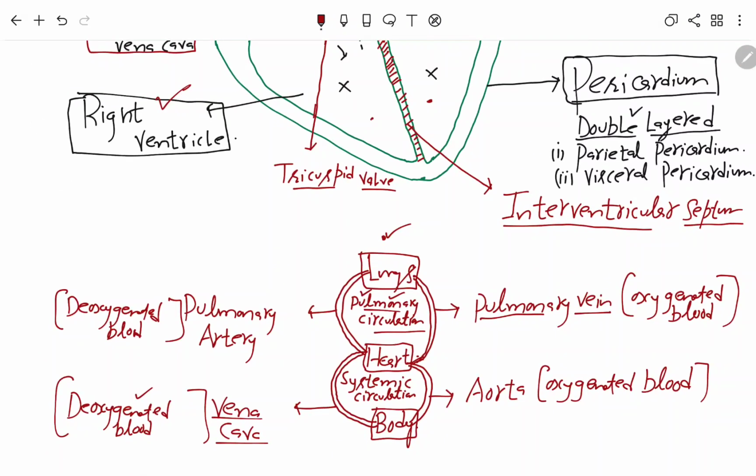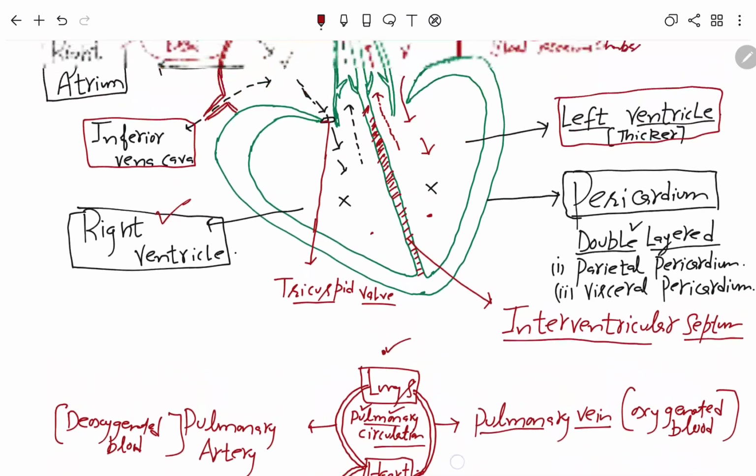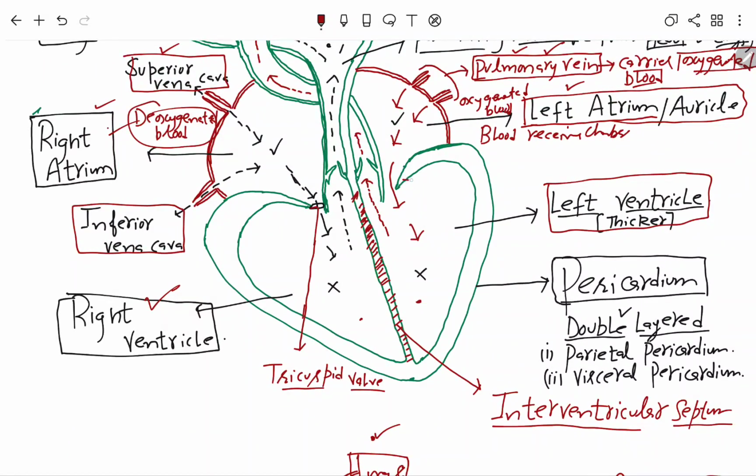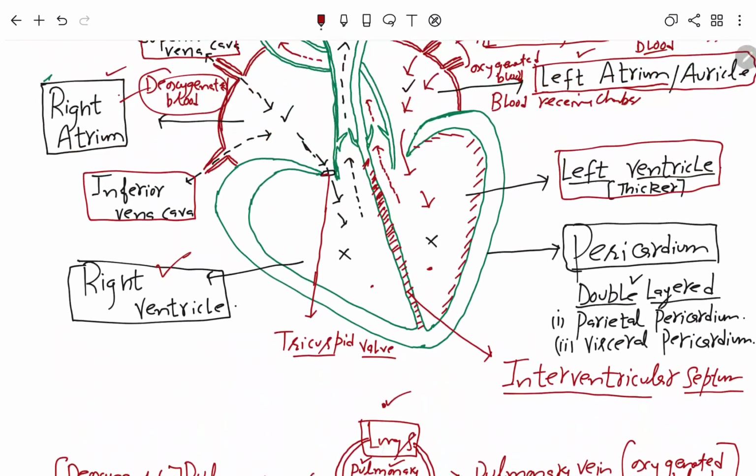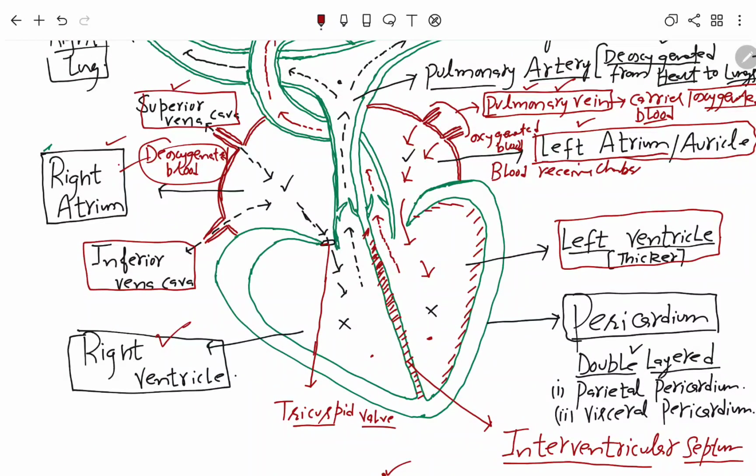Okay, so at that time when the left ventricle pumps blood, it will move through aorta and reach different parts of the body, because that blood has to reach towards the body, and that blood has to cover a large distance. That's why left ventricle's wall is much thicker as compared to right ventricle's wall. Why? Because right ventricle, when it pumps the blood, that blood has to just go to the lungs.